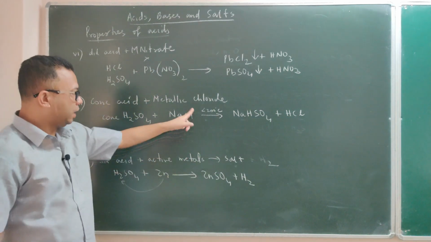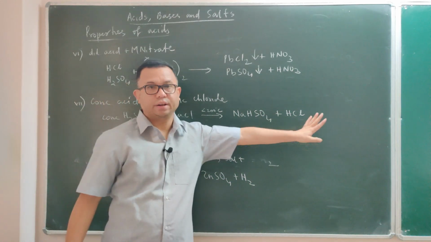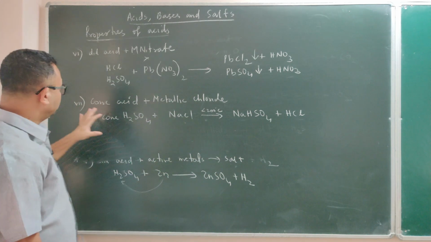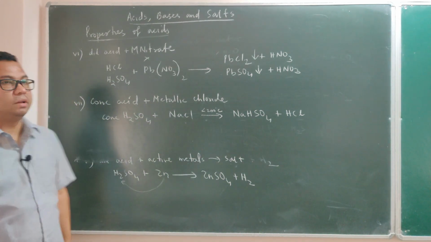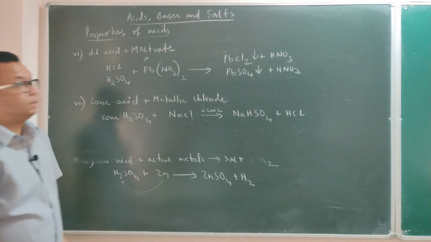Supposing you are reacting this with sodium nitrate, then it will produce nitric acid. So with chloride it gives you HCl, and with nitrate it gives you nitric acid. So this is the lab preparation of HCl and nitric acid. These 7 properties that I discussed are the properties of acid. With this we have finished with acid.